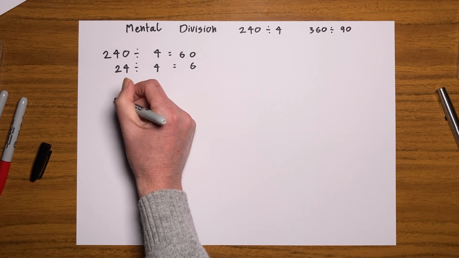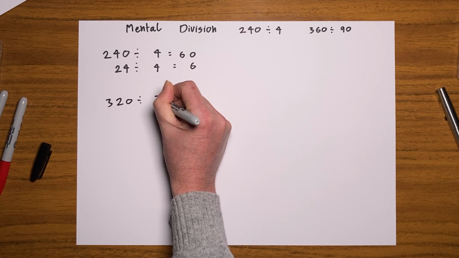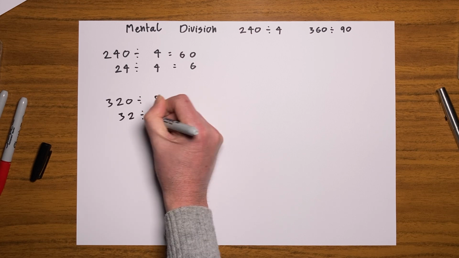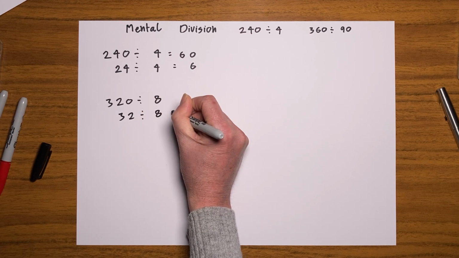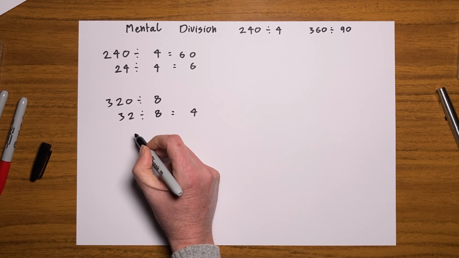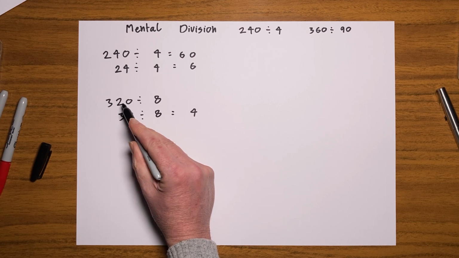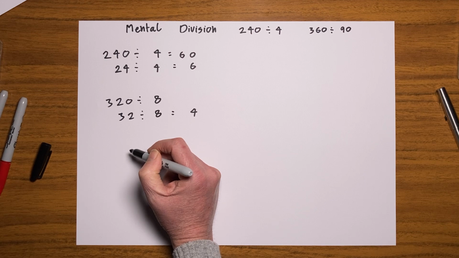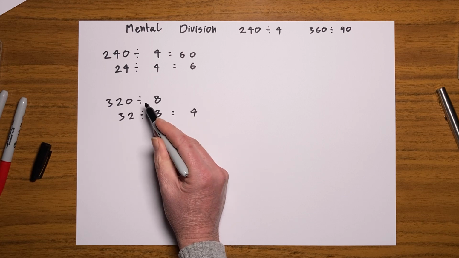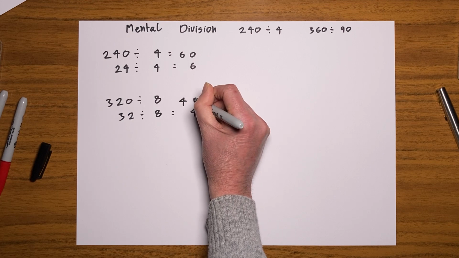Let me give you another example. So I've got 320 and I want to divide it by 8. I don't know how many 8s are in 320, but I do know that 4 8s make 32. So how many 8s go into 32? It's 4. Well, 320 is 10 times as much as 32. So it must take 10 times as many of those 8s to get into 320. Well, it was 4 to get to 32, so it must be 40.